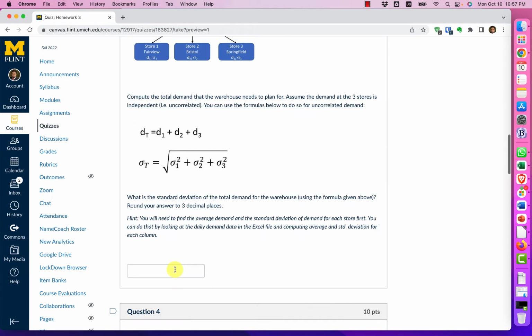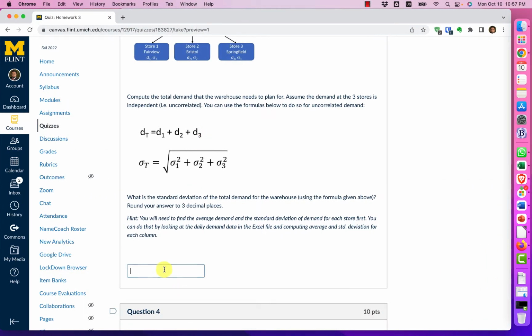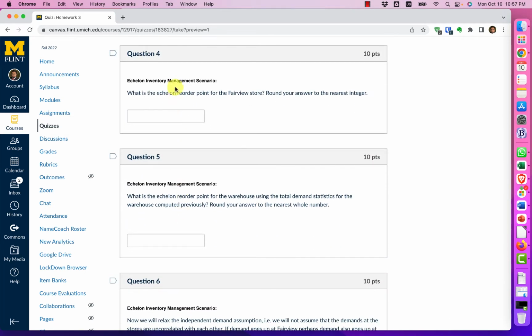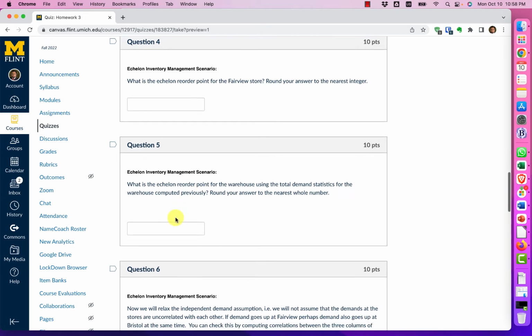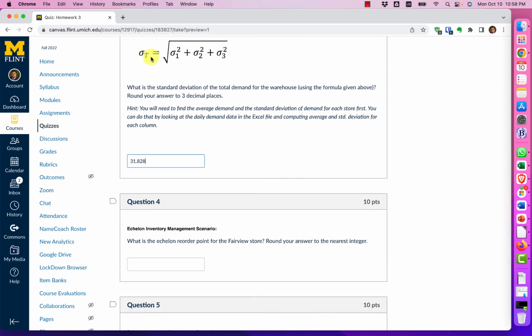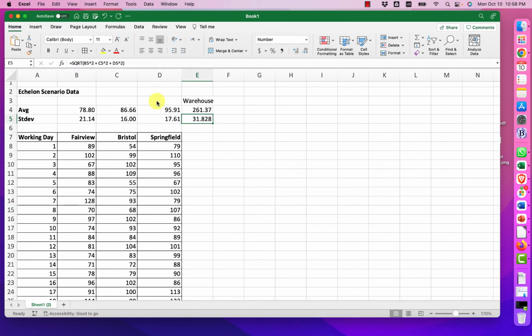Okay, so part 1 is the standard deviation of demand using this formula to 3 decimal places. So it'll be 31.828. Okay, so we're going to put 31.828. What is the echelon reorder point for the store, the Fairview store? And then what is the echelon reorder point for the warehouse using the total demand statistics for the warehouse computed previously, which is this stuff right here. Yeah. So we need to find some reorder points.